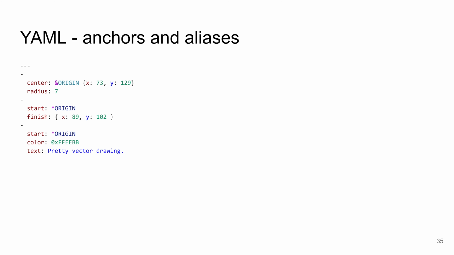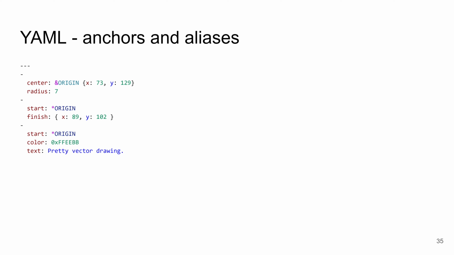But this is still not all. YAML also has support for anchors and aliases. An anchor is a text starting with an ampersand sign, which is what you see on the third line, where we have the center key, and the value is prefixed by &origin. And then later in the document we have an alias, which is the origin text prefixed by a star. It basically means that the value tagged with the anchor should be inserted as is where the alias is.